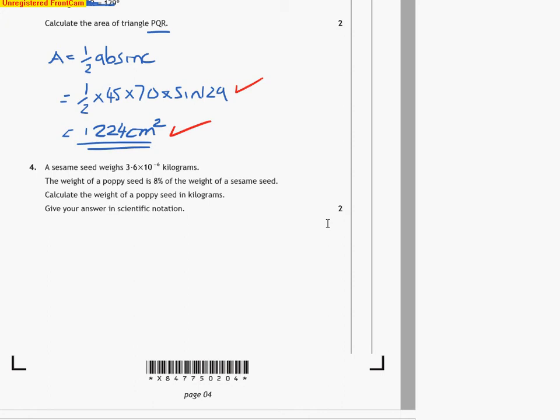So yeah, sesame seed weighs. I'm just going to highlight that. Sesame seed weighs 3.6 times 10 to the minus 6 kilos, and a poppy seed is 8% of that. So calculate the weight of a poppy seed. So similar to the first question in the sense that it's percentages. So the weight we're looking at is 3.6 times 10 to the minus 6. So that's our sesame seed. And we know our poppy seed is just 8% of that.